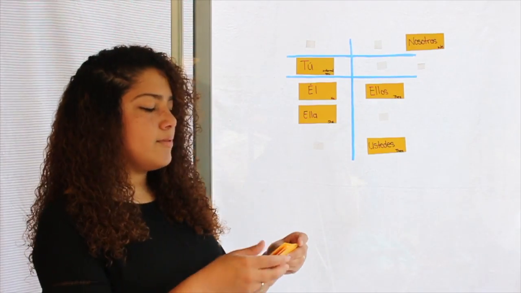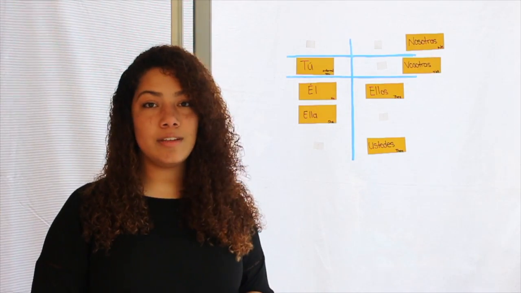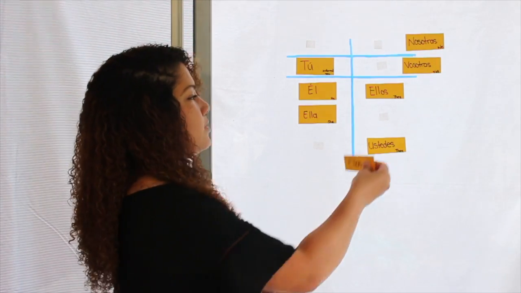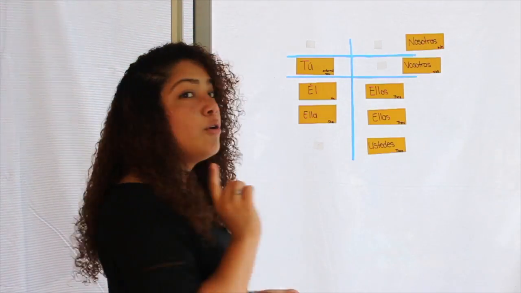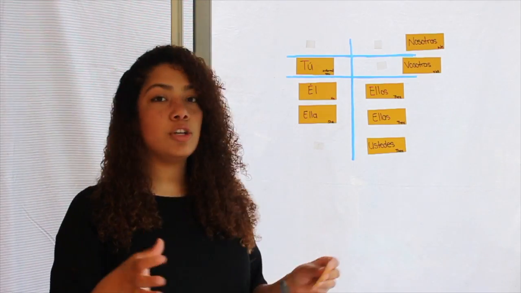Now the next word that we have is going to be vosotras. Remember, vosotras is only used in Spain, so you don't see it as much, but it is important to know and remember. Then we have ellas, which is the plural they, for only girls. Remember the rules for that. So ellas is used for only a group of girls.